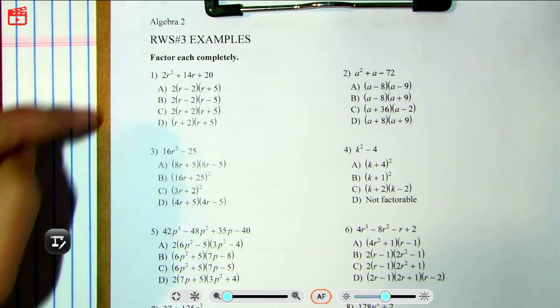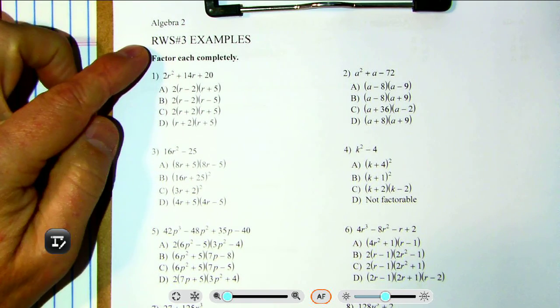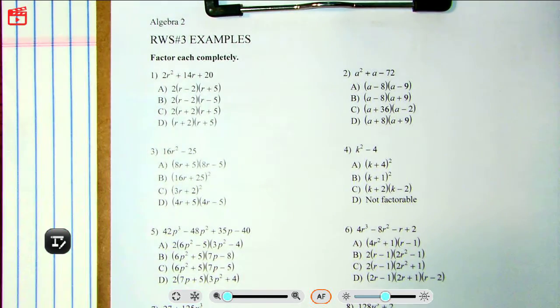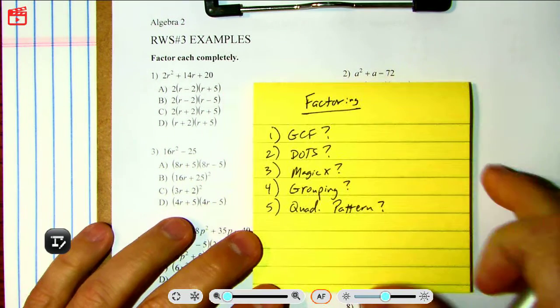Okay, here's some help videos for review worksheet number 3 where we're factoring completely. Copy this down into your notes somewhere.